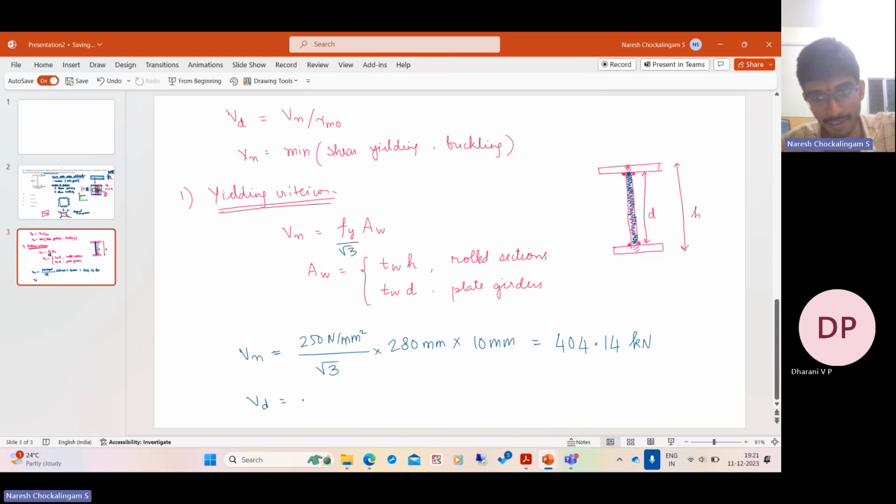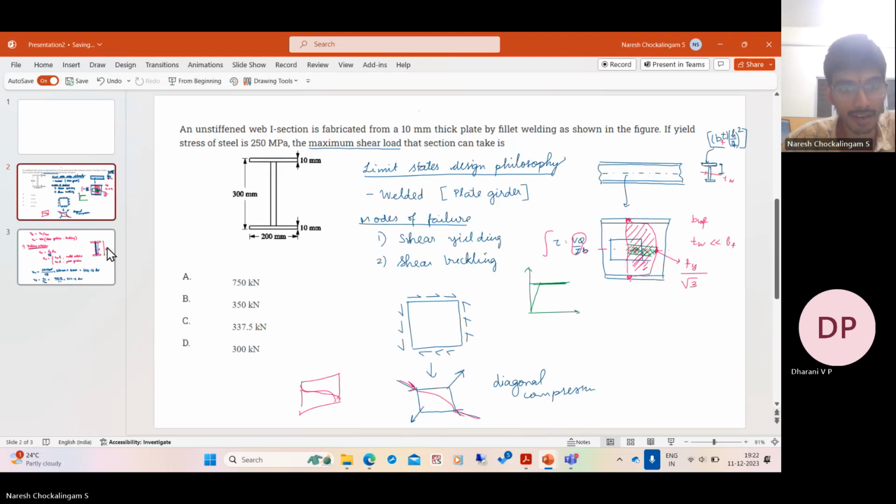The design shear strength is just factor it by gamma m0. So this should be 404.14 divided by 1.2. So this is about 367.4 kilonewtons.